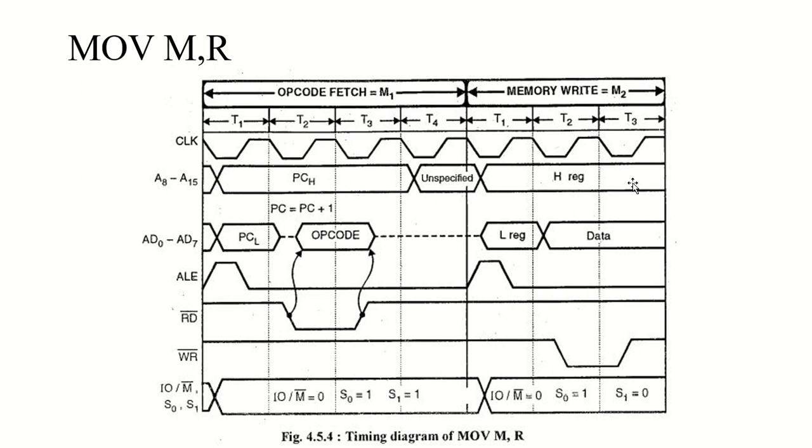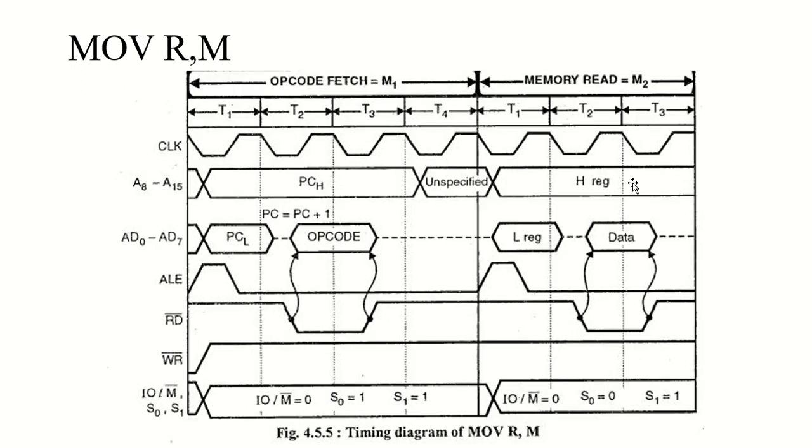Now tell me, what are we going to do? We are doing MOV R comma M, right? R comma M. So we are moving the data from memory to register. What will be the correct two machine cycles? Opcode fetch will be there. It is pretty much simple. Opcode fetch will come into action for sure. But what will be the next machine cycle we will be using this time? See, we only have to move the memory content into the register.